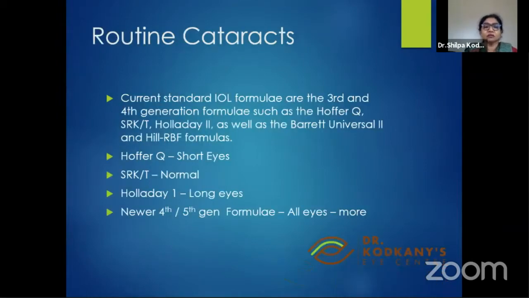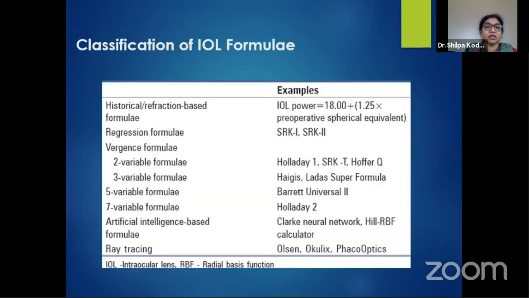So the routine standard IOL formulas that we use now are the third, fourth generation, and newer formulas keep coming. Initially, we had the Hoffer Q for short eyes, SRK/T for normal eyes, Holladay 1 for long eyes, and the newer generation formulas wherein we can try and get a one-step solution for all eyes using more variables. Depending upon the variables being used, these formulas can be divided into the various options that we have.